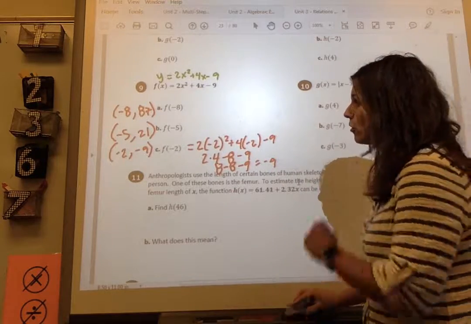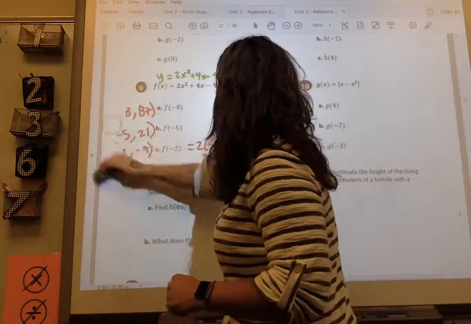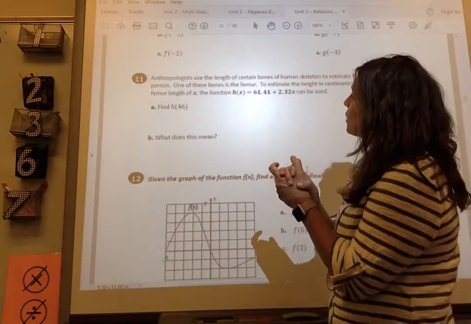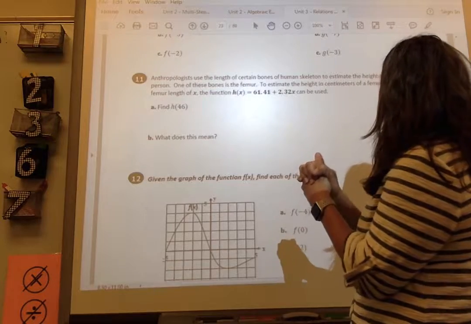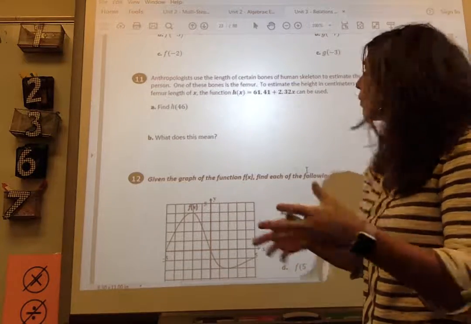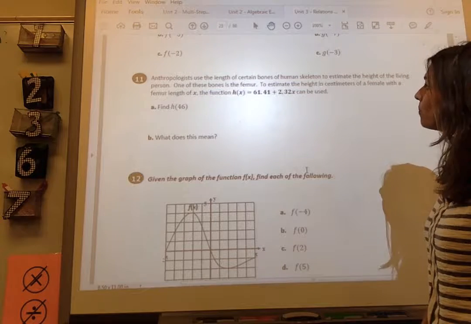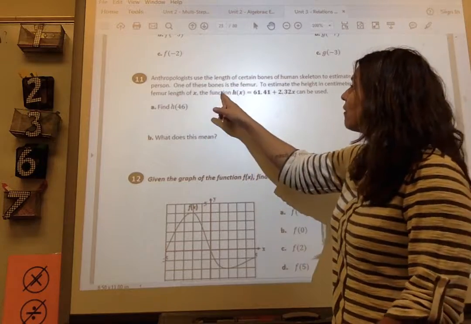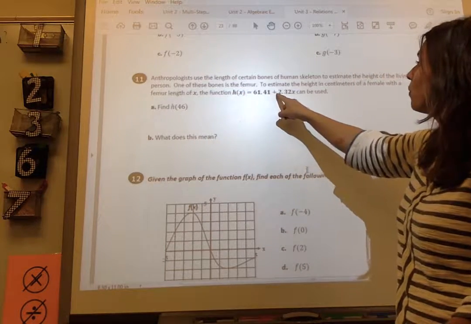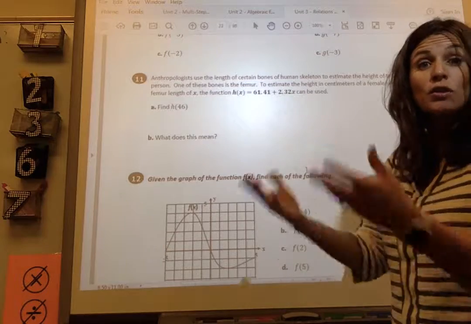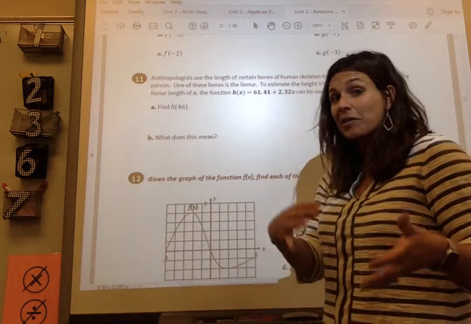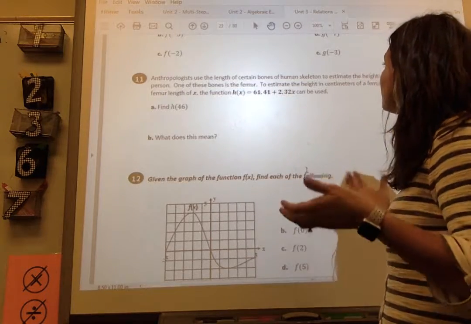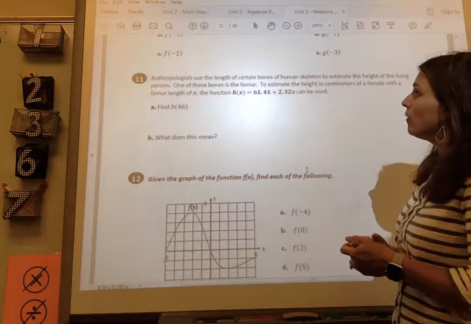Okay? Function notation. So if I look here in a word problem, we see that anthropologists use the length of certain bones of human skeletons to estimate the height of the living person. I think that's pretty cool. One of these bones is the femur. To estimate the height in centimeters of a female with the femur length of x, the function h of x equals 61.41 plus 2.32x can be used. So that's a formula. So remember our Brian example with the hot dogs in class today, we got that rule. So this is the rule that's being established to estimate the height of a female with a femur length.